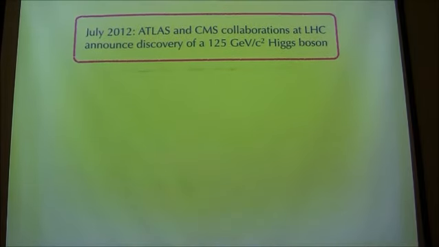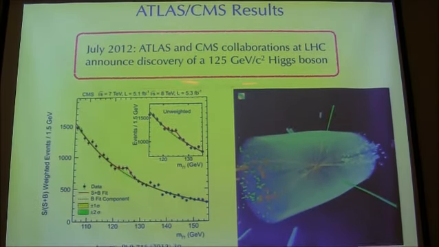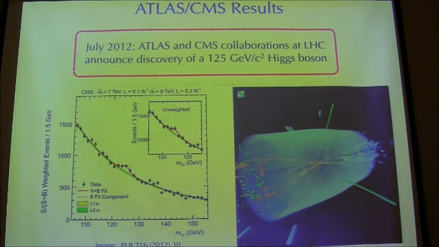And here's what ATLAS and CMS, the two collaborations, did. They announced in July 2012, July 4th actually, the discovery of a 125 GeV Higgs. And this is the money plot, this resonance peak at 125, and this would be one of the events in the detector that would have led to this.